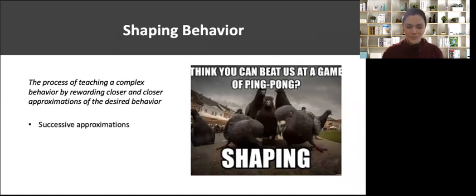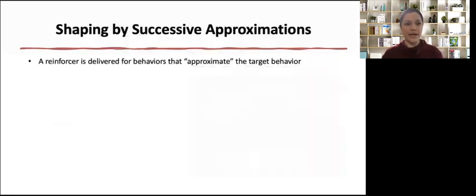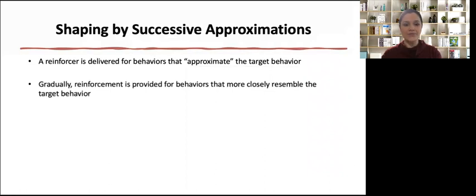Basically, successive approximations are reinforced, which means anything close to the final behavior is reinforced, and eventually the animal engages in the behavior you want them to engage in. So a reinforcer is delivered for behaviors that approximate the target behavior. And gradually, reinforcers are provided for behaviors that more closely resemble the target behavior.